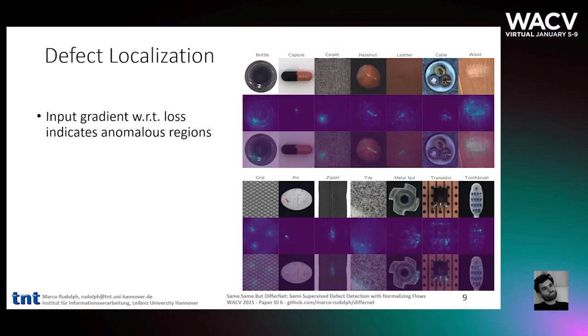Here we can see other examples of defective products of the MVTech AD dataset and the corresponding defect localizations. Our approach is able to localize defects of different types, sizes, and shapes.